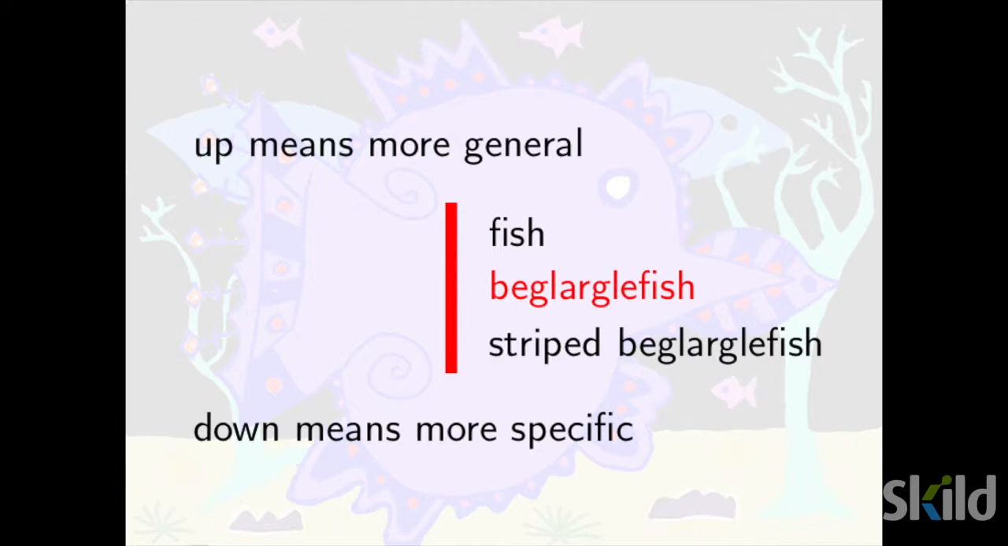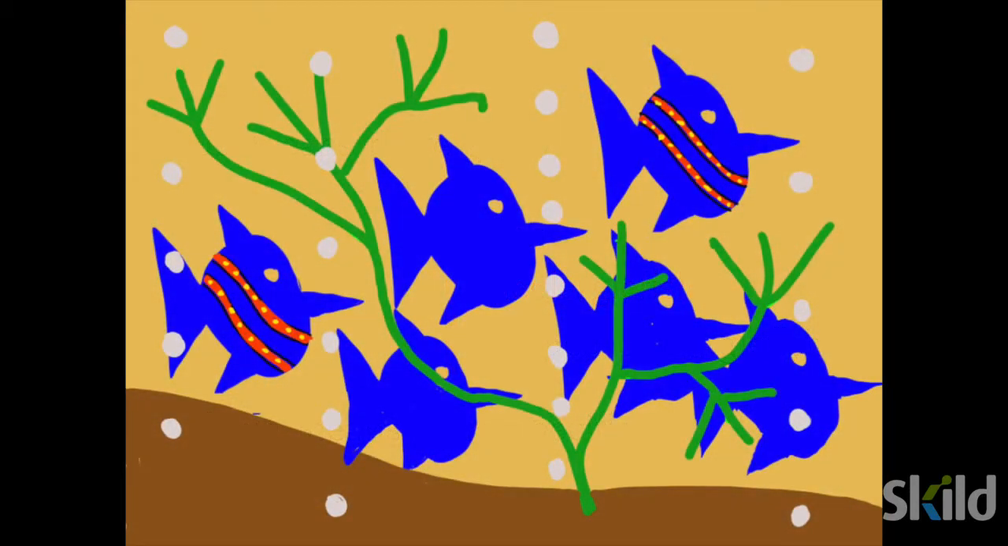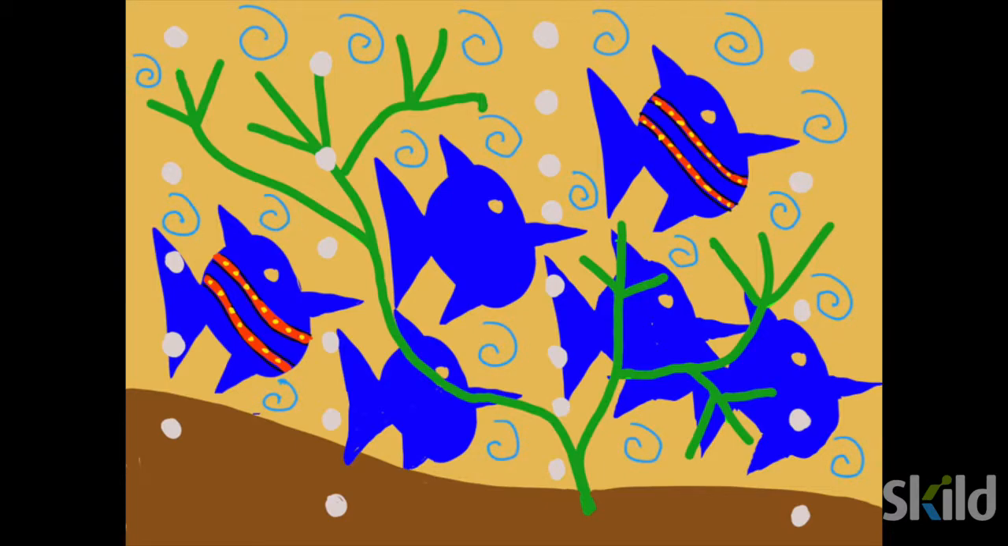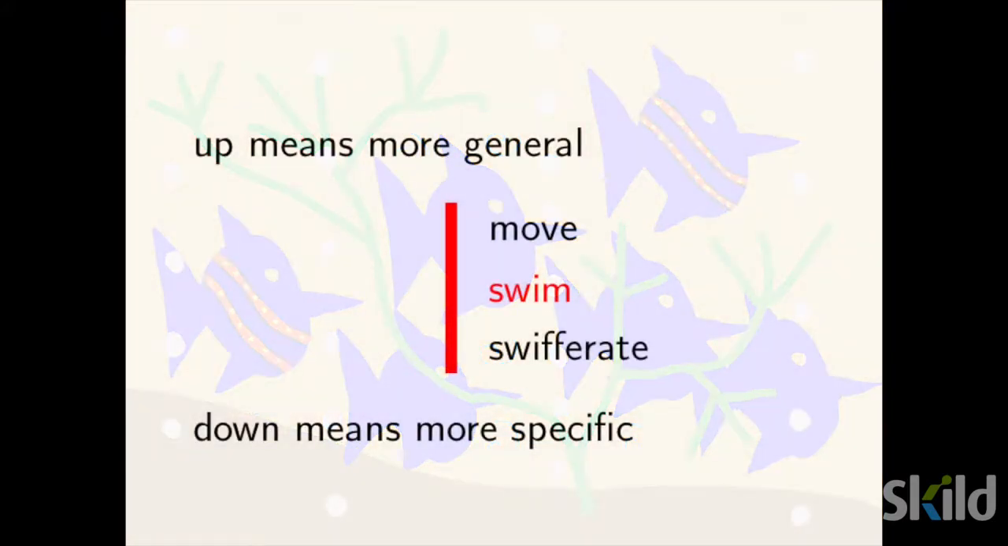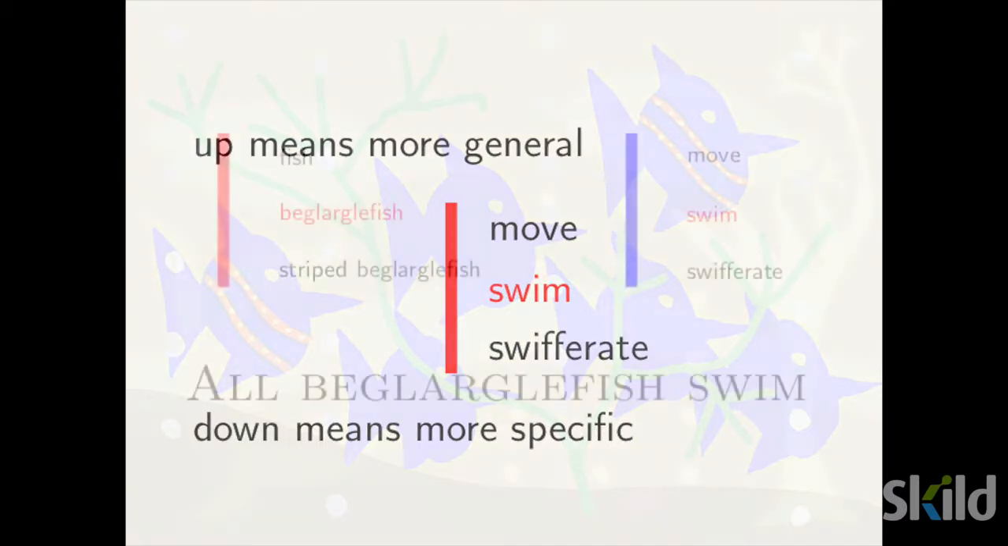We put all this information in a scale. Up means more general, and down means more specific. They swim, and they swifferate. Here is the scale of the verbs move, swim, and swifferate.